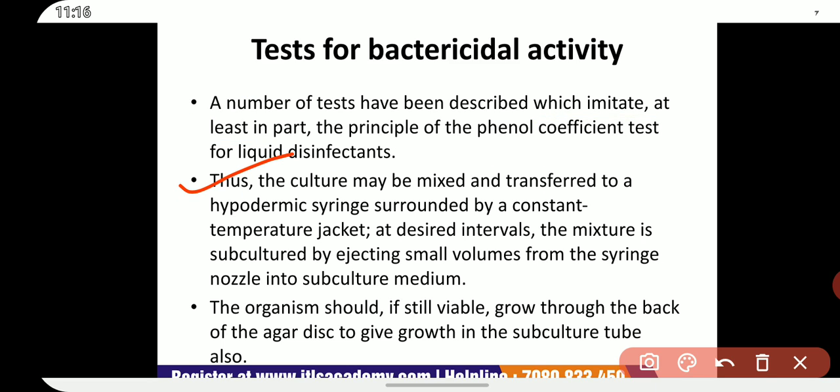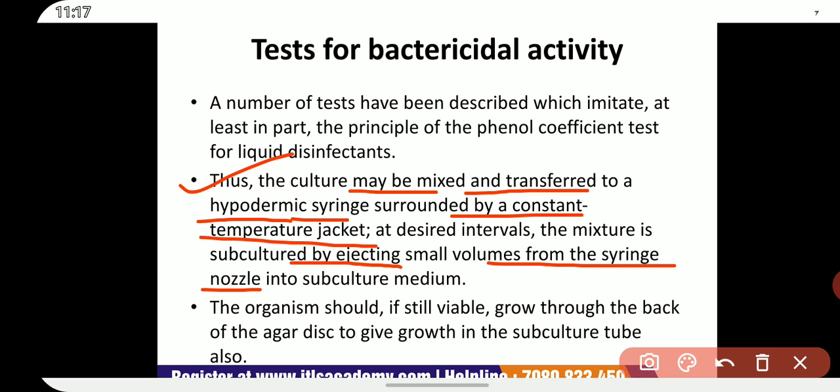Thus, the culture may be mixed and transferred to a hypodermic syringe surrounded by a constant temperature jacket. At desired intervals, the mixture is subcultured by ejecting small volumes from the syringe nozzle into subculture medium.